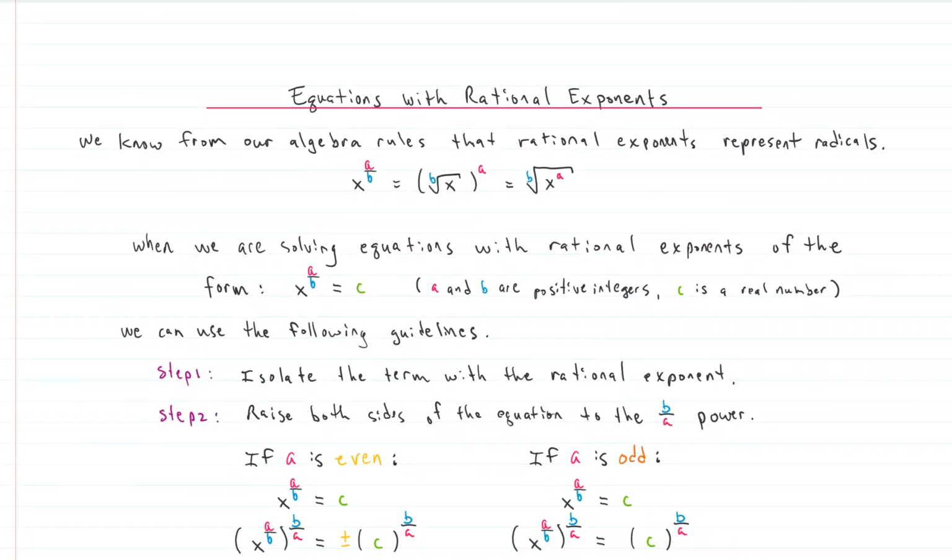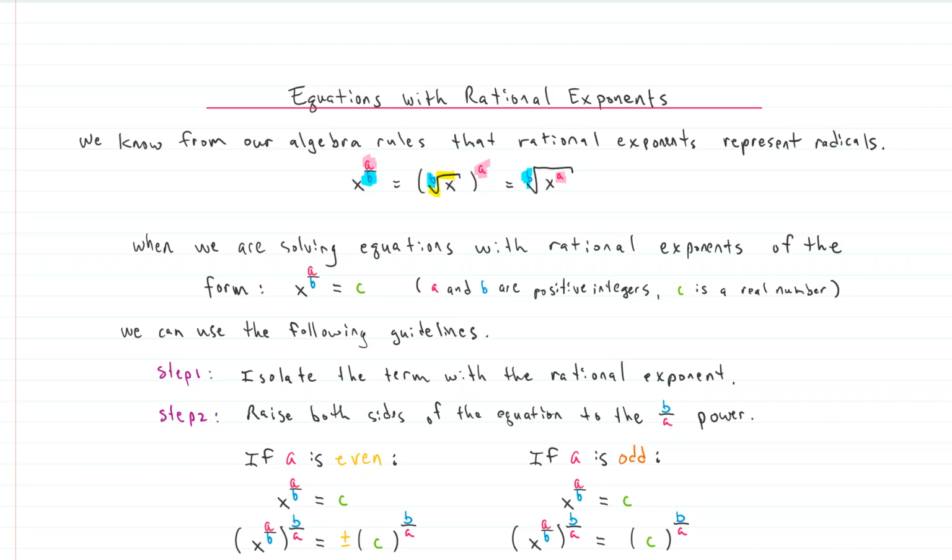Equations with rational exponents. Well, we know from algebra rules that rational exponents represent radicals. Radicals are those roots like square roots, cube roots, fourth roots, and so on. A rational exponent is just a fractional exponent, and the denominator in that fraction is the index on the radical. The top, the numerator, is the power. So you can see the numerator here is the power on the variable. So we can switch back and forth between rational exponent notation and radical notation.